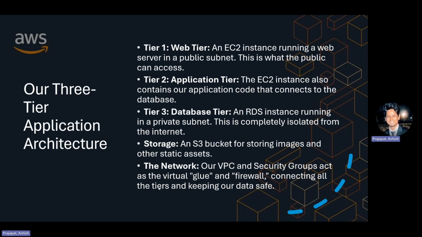Before I jump into the console, let's visualize what I'm going to build. This is a classic three-tier architecture, a very common way to structure applications. I have my web tier, which is my EC2 instance, sitting in a public subnet so people can access my website. I have my database tier, which is my RDS instance, tucked away safely in a private subnet, completely isolated from the internet. The only way to access it is through my EC2 instance. Finally, I will use an S3 bucket to store my images and other static files. My VPC and security groups will manage all the connections, acting as a secure foundation that makes this all possible.